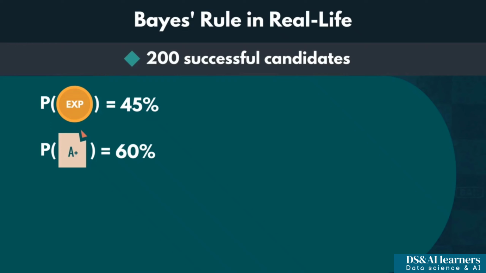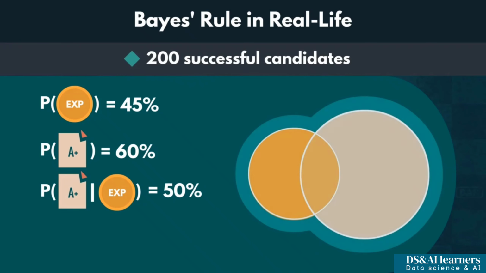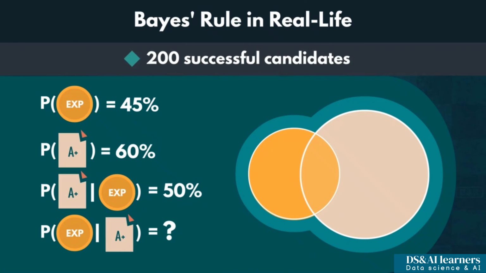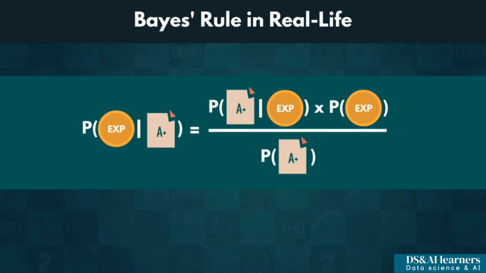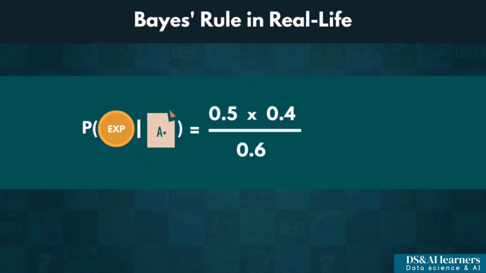Furthermore, we know that out of those 45% who had relevant experience, 50% also performed well academically. To avoid any harsh decisions, we need to compute the conditional probability of the candidate to have relevant experience, provided they had a high GPA. If we use Bayes' theorem, we get that the conditional probability of a candidate performing well academically to have relevant experience is 0.5 times 0.45 over 0.6, or approximately 0.375.